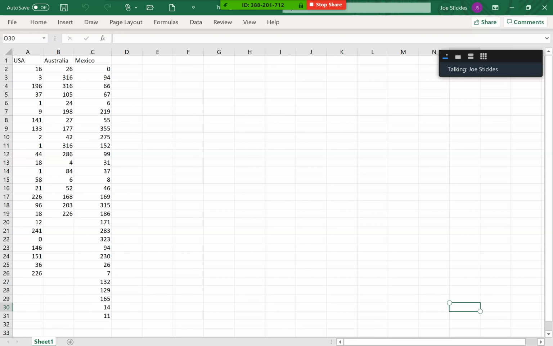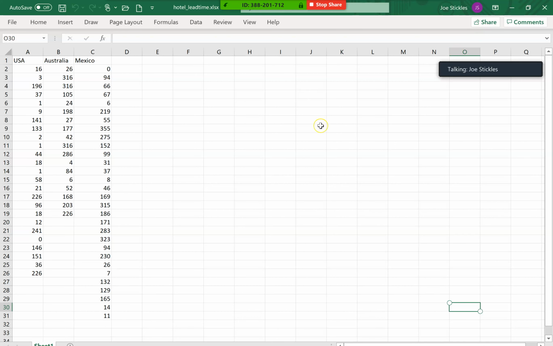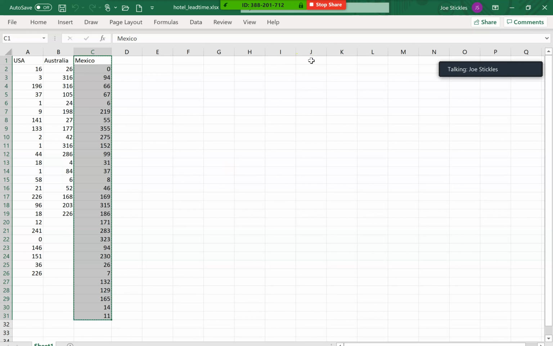All right, so let's say that we wanted to test whether or not the U.S. and Australia had different variances of the lead times, between when they made the reservation and when they were actually going to show up at the hotel. So to do that, let me move Mexico out of the way for the time being, and I'll use Mexico here in a minute.